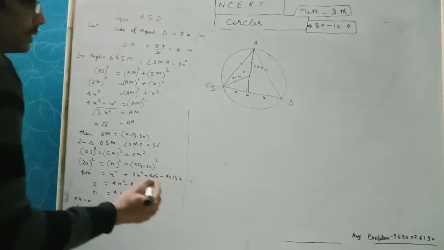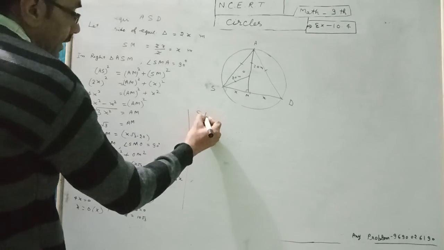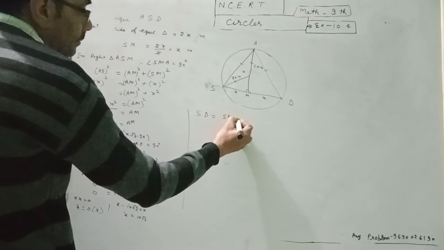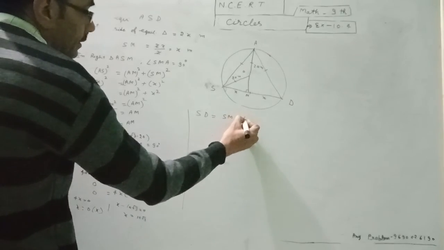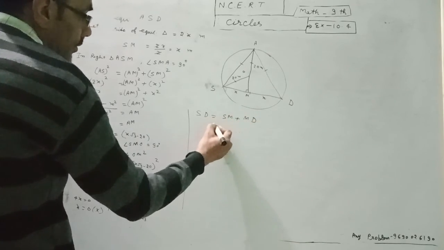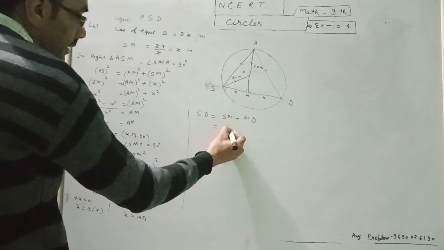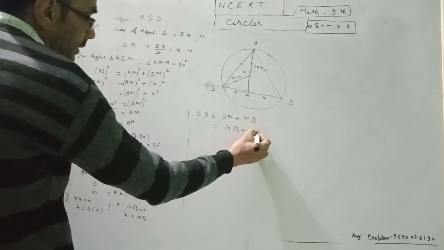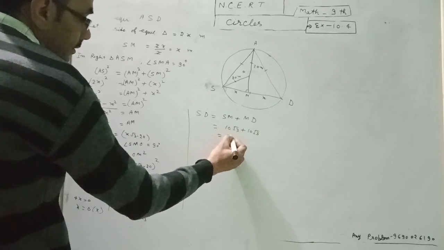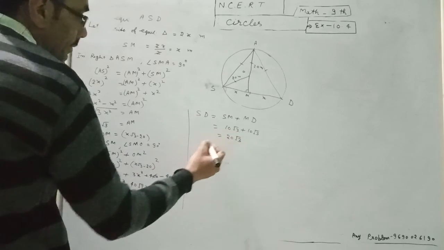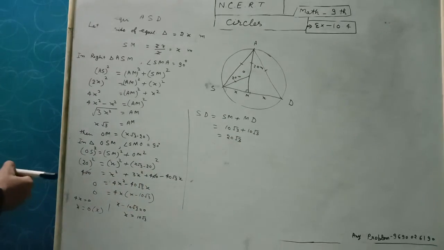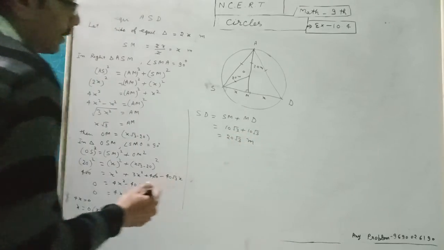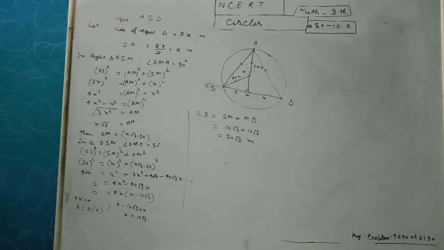We find the AD. AD is equal to SM plus MD, both are equal. 10 under root 3 plus 10 under root 3 is 20 under root 3. So the distance between each is equal to 20 under root 3 meter. Thank you.